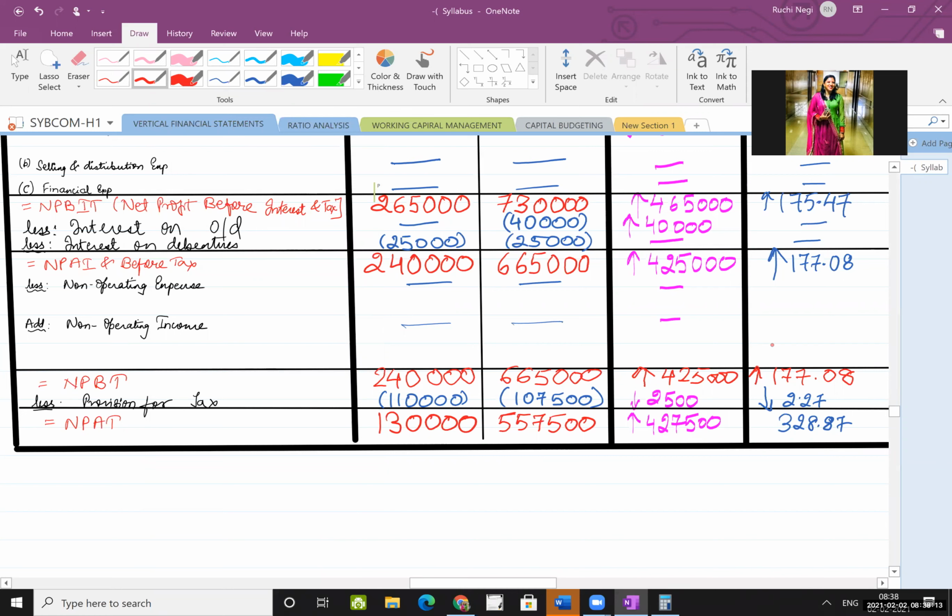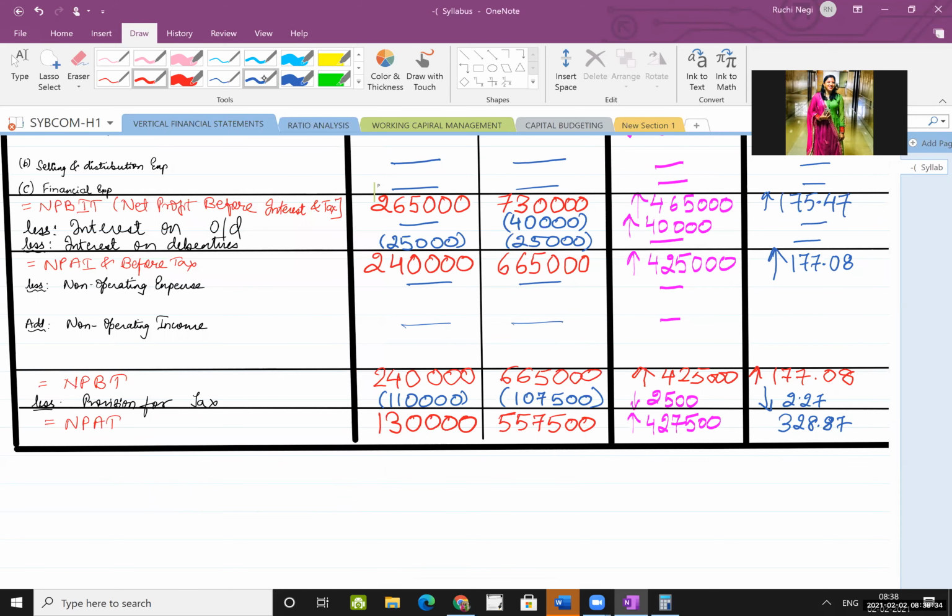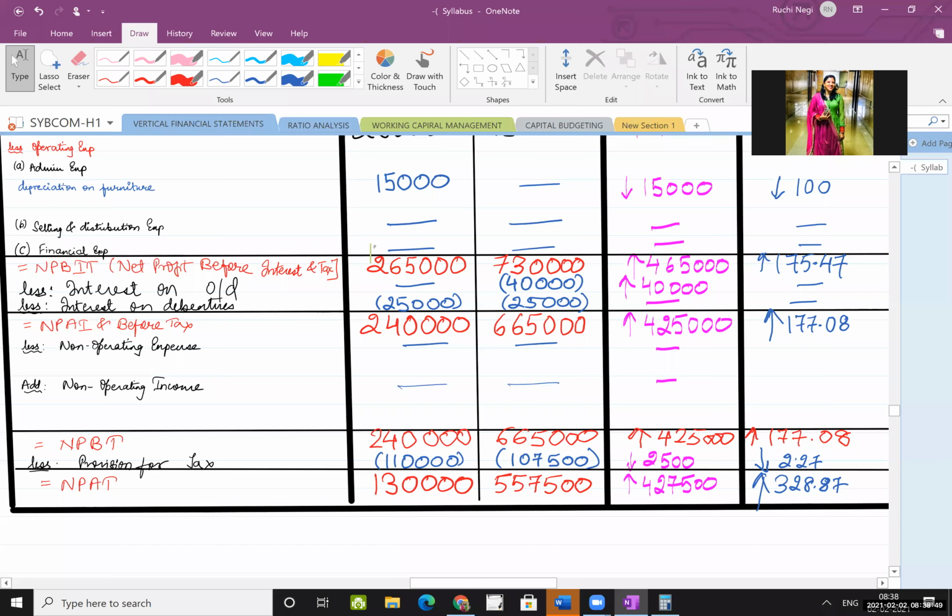NPAT is 1,30,000 and 5,57,500. So it has increased by 4,27,500, divided by 1,30,000 into 100. That is 328.87. Is it clear to everyone? Is it clear? Solution is clear? Just acknowledge it in the chat box.